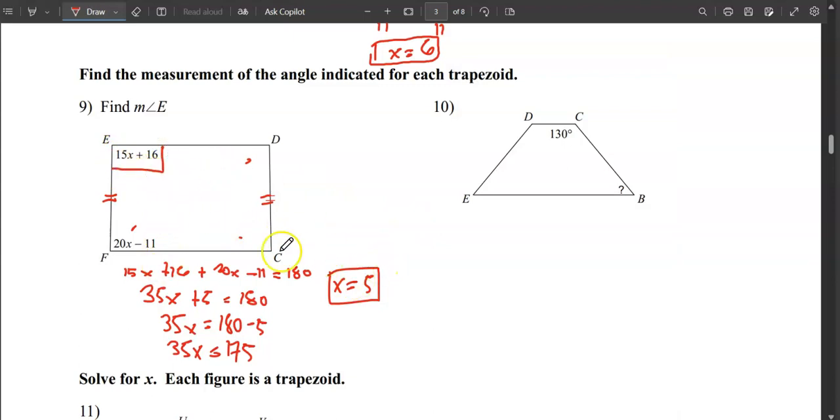So if x is 5, so we have 15 times 5 plus 16. This gives us 91 degrees. So meaning to say, this is 91 degrees. Right? Number 10. Again, consecutive angles are supplementary. This is 130. So this is what? This should be 50 degrees. Automatic.